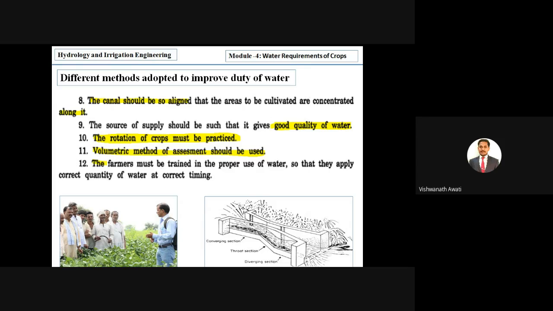Next is the farmers must be trained in the proper use of water. Correct. So when they are trained like in drip irrigation, right? Then we can save the water, and when we are saving the water, we can improve the duty.